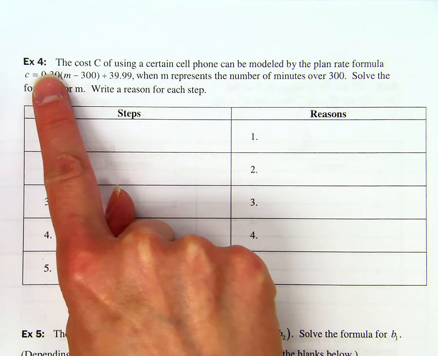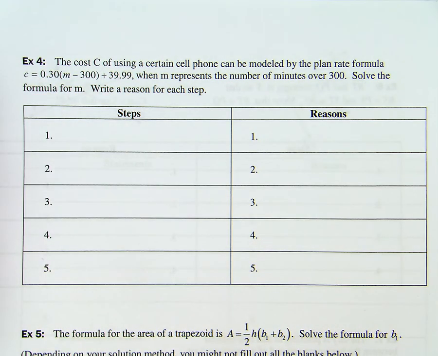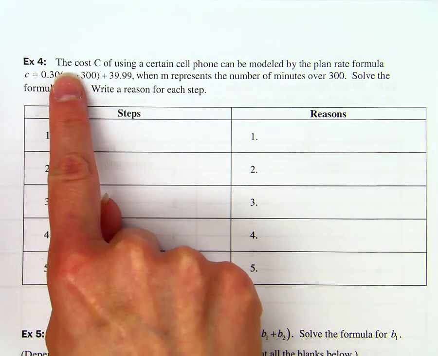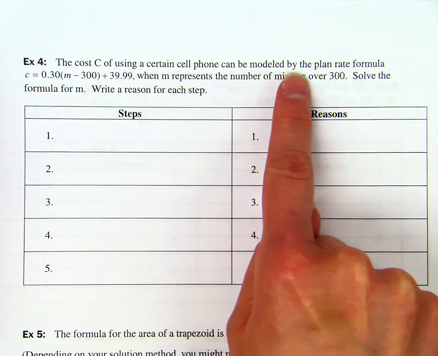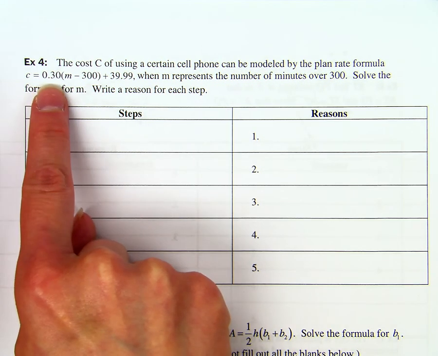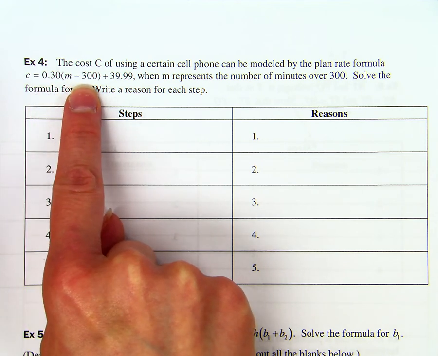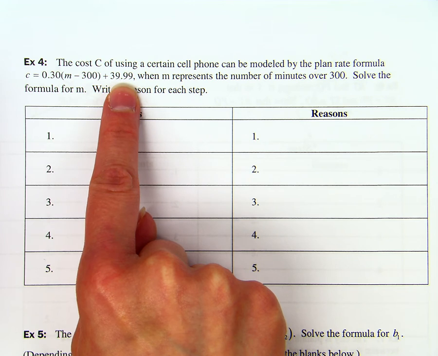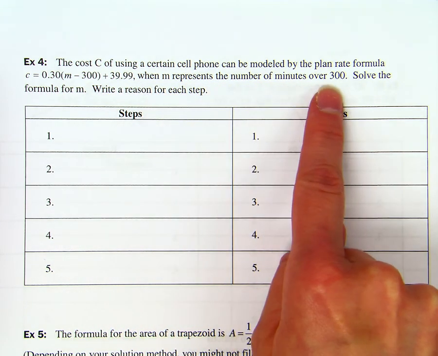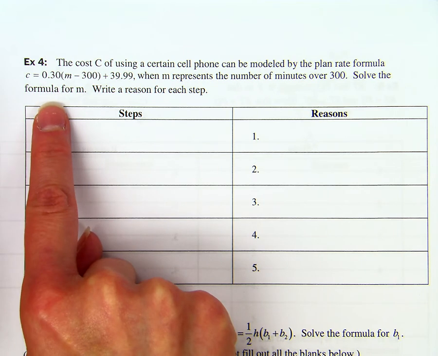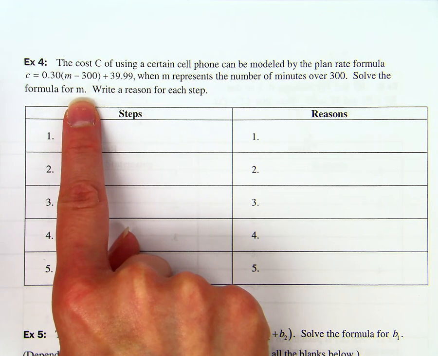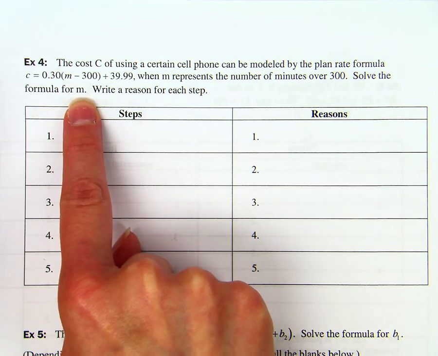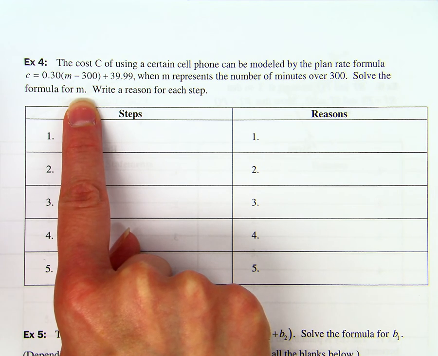Our first example, example 4, on page 15 of your section 2.5 note packet, says, the cost C of using a certain cell phone plan can be modeled by the plan rate formula C equals 0.3 times the quantity m minus 300, plus 39.99, where m represents the number of minutes over 300. We want to solve our formula for m. Now, in a problem like this where we have multiple variables, solving for a variable means to isolate the variable, get it by itself, which is really the same process we used when we had only one variable in the equation.